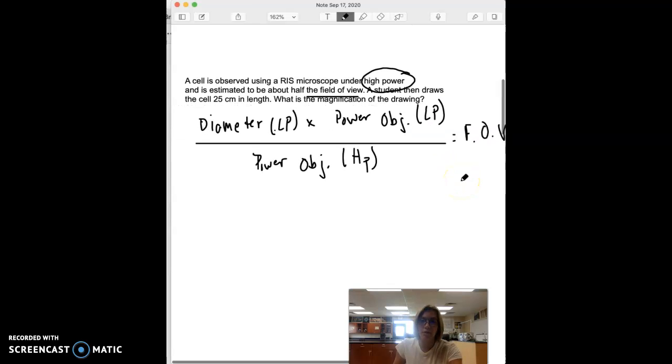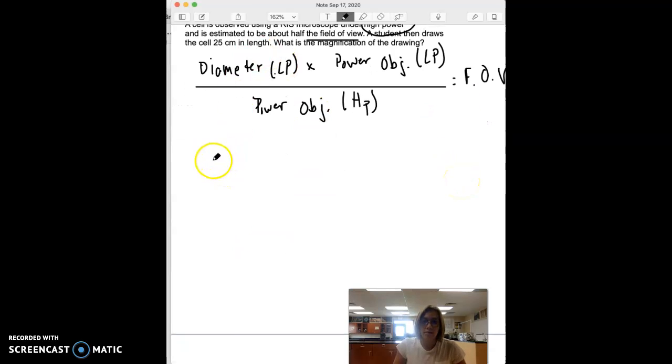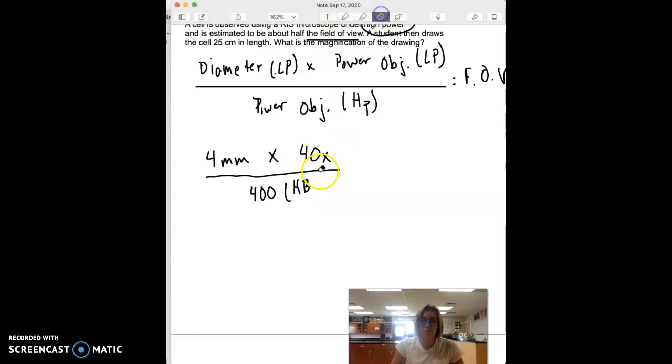Now, just for reference, in case you haven't gotten to the station yet, the diameter of the low power objective for field of view is 4 millimeters. And we could go fancy and get 4.5, but we're going to stick with 4 for right now. Times the low power objective. If you remember, it's 4 times plus the ocular, which is 10 times. So that's going to be a 40x objective. We're going to do that 40x divided by our high power objective, which is 400. Oops. Not HB, but HP.